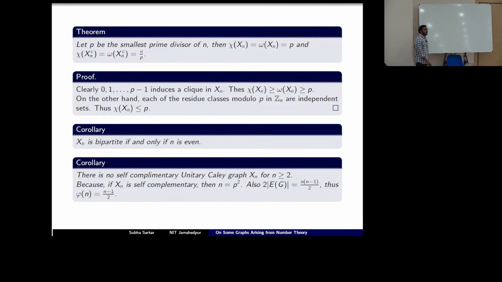And also we have seen that if you have a self-complementary graph, in that case twice the number of edges is equal to n into n minus 1 by 2, and from the handshaking lemma we get that the left hand side is nothing but n times phi of n. So from there we get phi of n is equal to n minus 1 by 2, and this is a contradiction because our n is equal to p square, then phi of n cannot be n minus 1 by 2. So this gives a contradiction, so there is no Xn which is self-complementary.